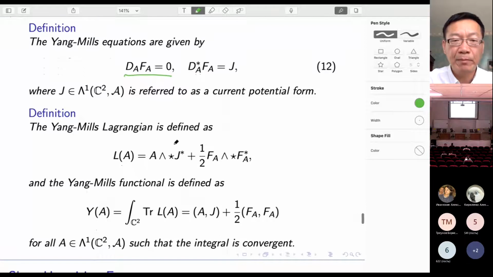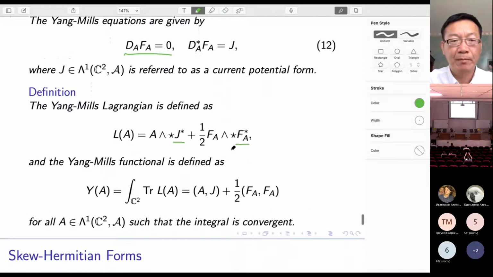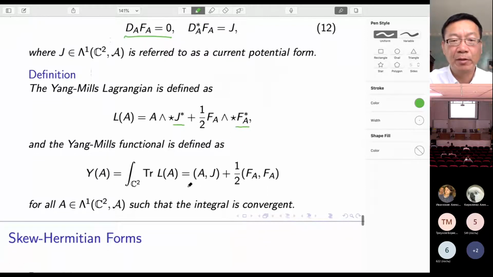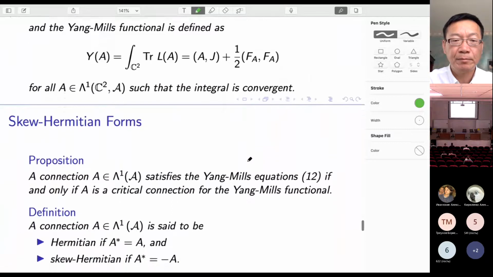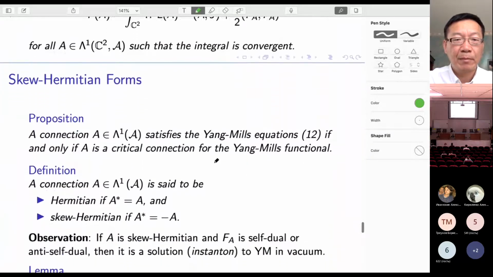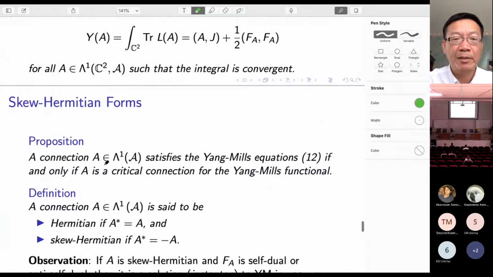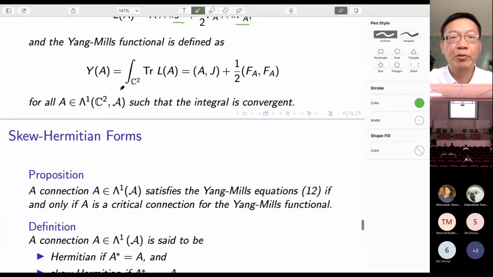Now, the Yang-Mills Lagrangian is defined in this way in a complex setting, where you see that we have the adjoint of the current form and the adjoint of the curvature form. And the Yang-Mills functional is defined in the following way. Okay, so now in vacuum, we don't have this term, we only have this part. Here the proposition is that a connection A satisfies the Yang-Mills equation if and only if it's a critical connection for the Yang-Mills functional, meaning that it is related to the extreme values of the Yang-Mills functional. These are all well-known properties.